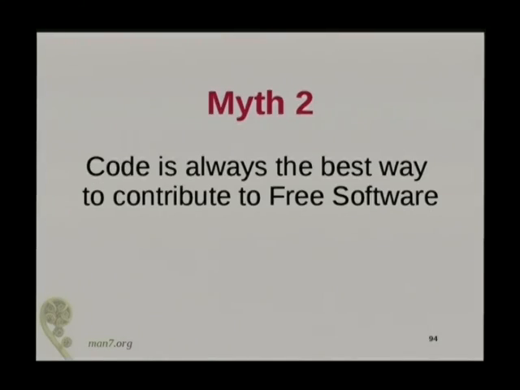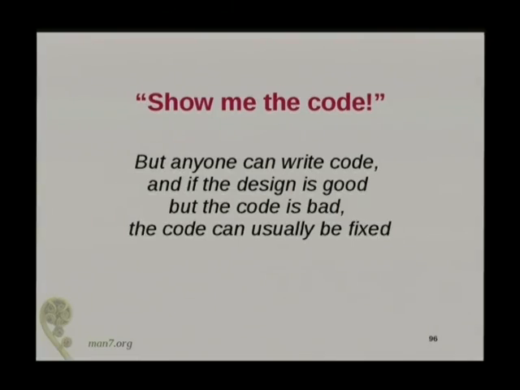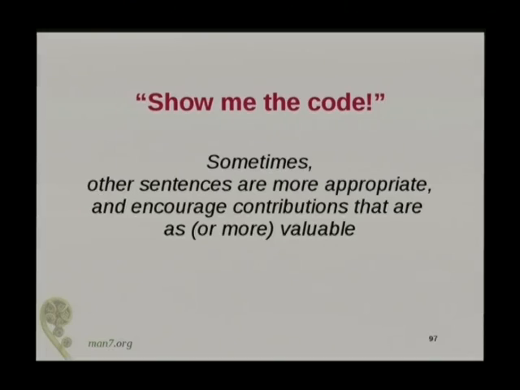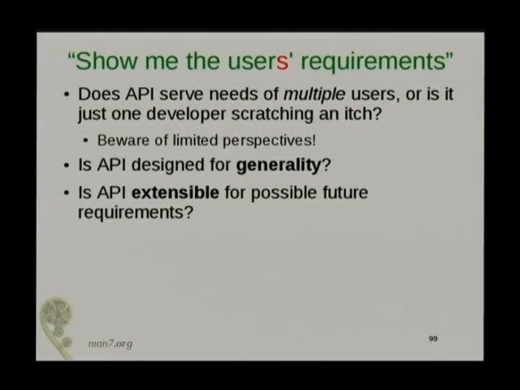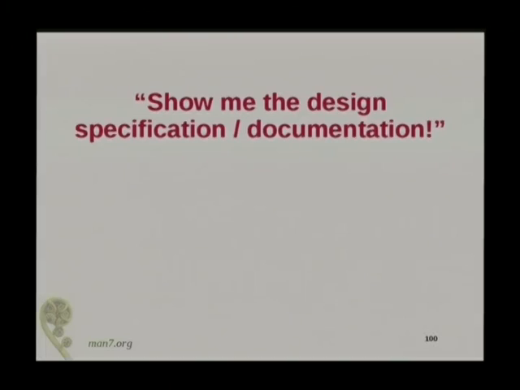So there's my myth two: that code is always the best way to contribute to free software. The classic line, show me the code. But anyone can write code. If it's bad, it can usually be fixed. But an API, if it's bad, is very hard to fix. So there are some other sentences that I think are at least sometimes more appropriate when it comes to looking at contribution. Show me the user's requirements. Is this just fixing some single developer's itch, or is it fixing multiple developers' itches? We've got to be aware of having too limited a perspective on APIs. Is it general? Is it extensible for the future?